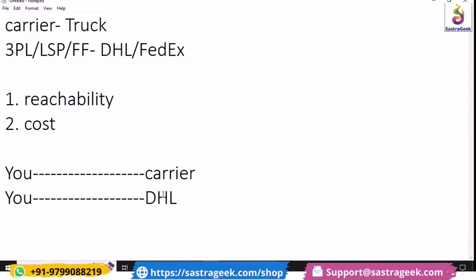Now, ultimately, when you hand over your goods to your DHL guy, what happens? As I said, DHL will be collating because it is simply acting as a logistics service provider. So they are not the ones who are carrying the goods. What they do is they ultimately reach out to the relevant carrier who can move the goods. And that is where they act as an intermediary between you and a carrier.